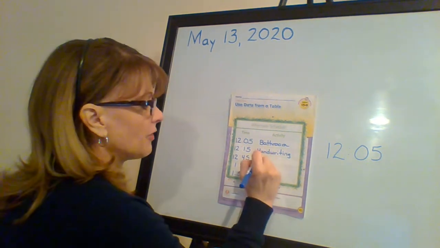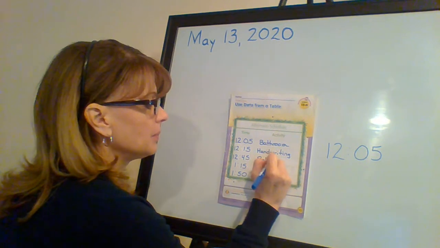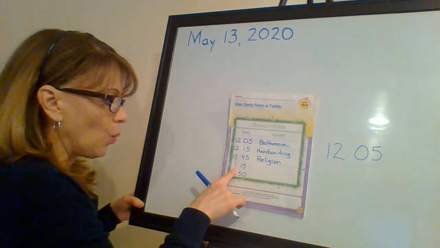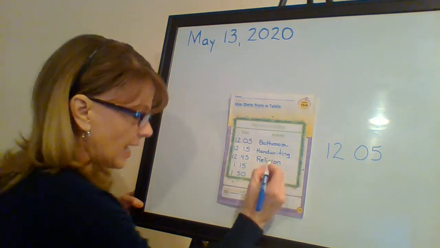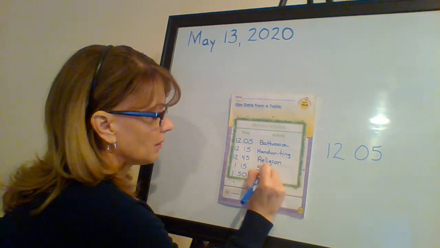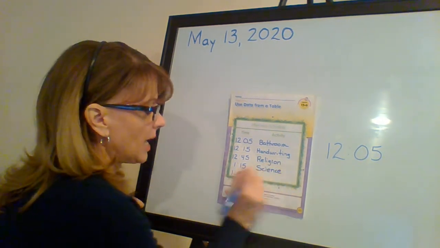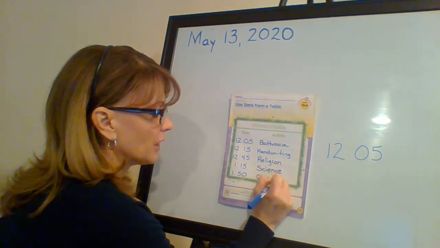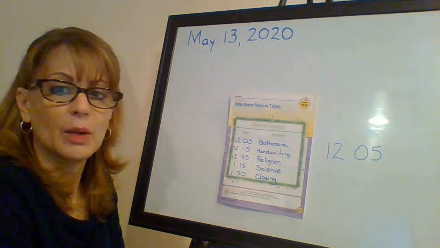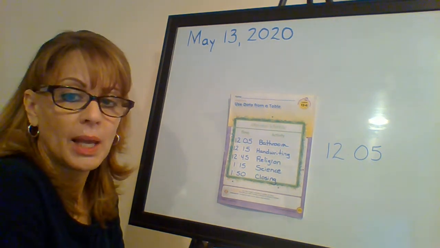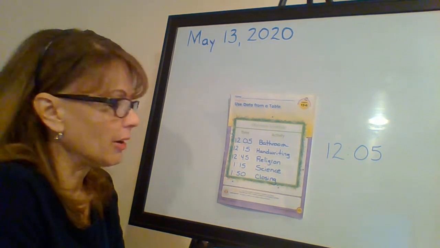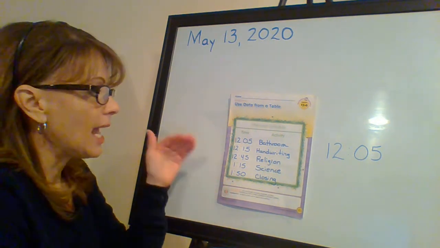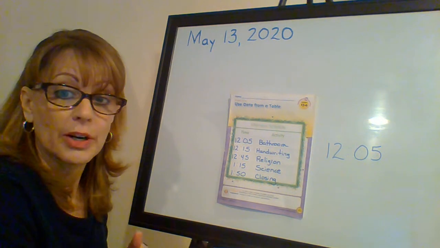At 12:45, we had religion. At 1:15, we had science. And at 1:50, we had our closing activities for the day. We got everything we needed packed up to go home, and we were prepared for prayer. Okay, so you can see our afternoon schedule, and it always followed in order.